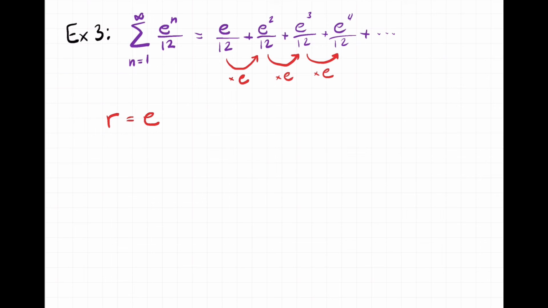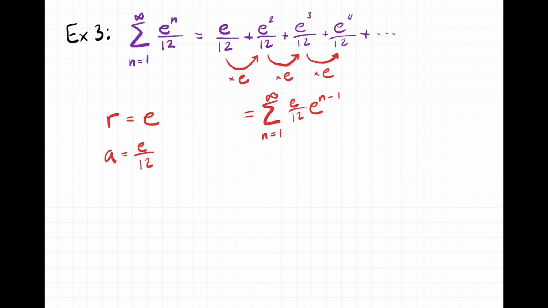What is our a? The a is always the first term. So a is e over 12. So if you want to, you could actually write this series in an equivalent form. The sum, as n goes from 1 to infinity, of a times r to the n minus 1. Our a is e over 12, and our r is e, and that's to the n minus 1.